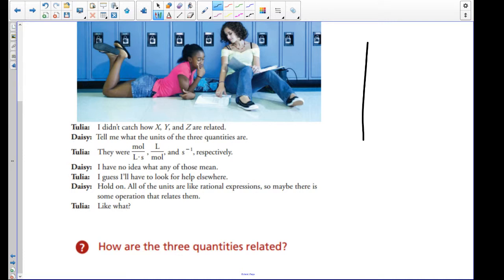Anyone know how they're related? Most of you are in chemistry in this exact room. It's kind of funny. My phone's going crazy because everyone's subscribing now.